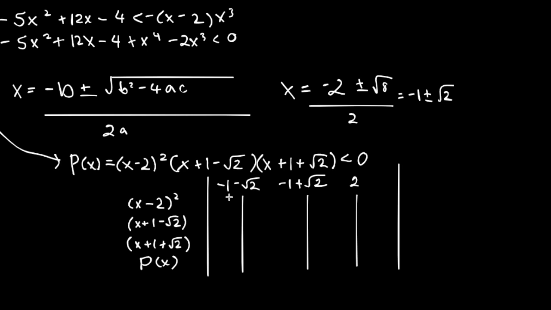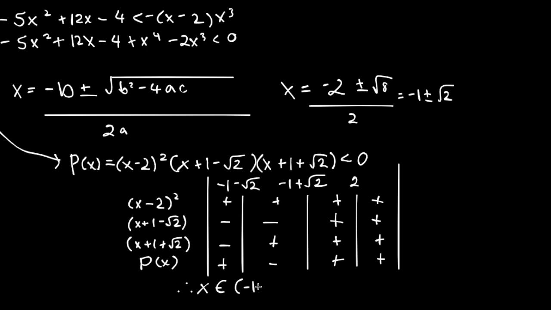So for the first factor, x minus 2 squared, it's always going to be positive throughout the entire domain of the function. The second factor, x plus 1 minus root 2, changes sign at negative 1 plus root 2. And the next factor, x plus 1 plus root 2, changes sign right after negative 1 minus root 2. So using these signs, we can find that our polynomial p of x is going to be negative only between negative 1 minus root 2 and negative 1 plus root 2.